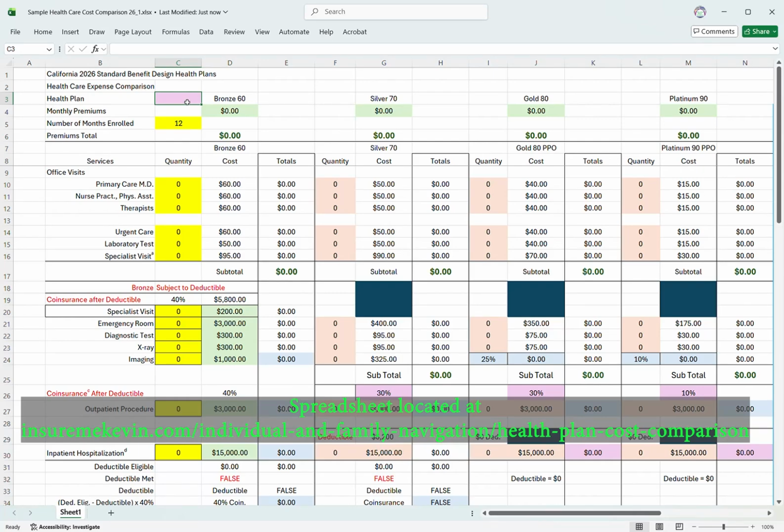California 2026 Standard Benefit Design Healthcare Expense Comparison.